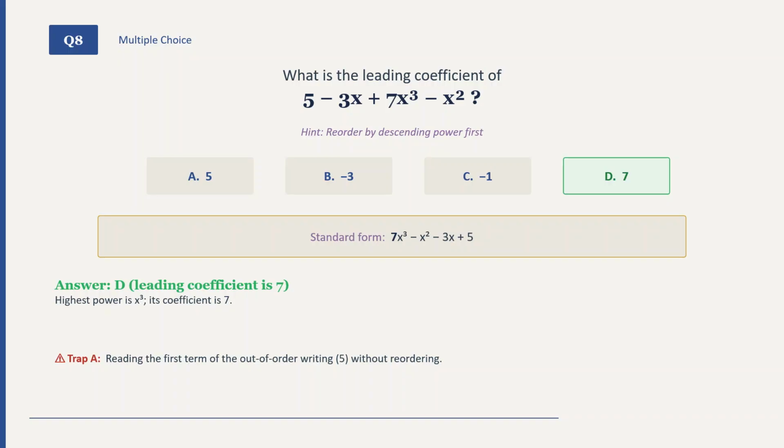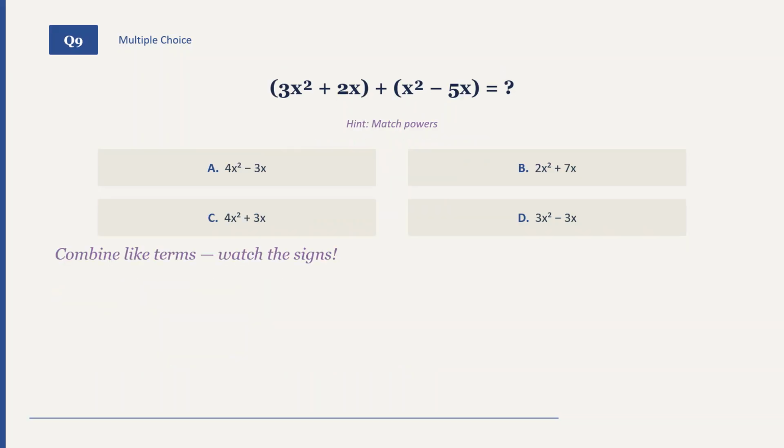First, rewrite in standard form by descending degree. 7x cubed minus x squared minus 3x plus 5. The leading term is 7x cubed, so the leading coefficient is 7. The trap is picking the first number you see in the original expression, which is 5. 5 is the constant term, not the leading coefficient. Always reorder first.